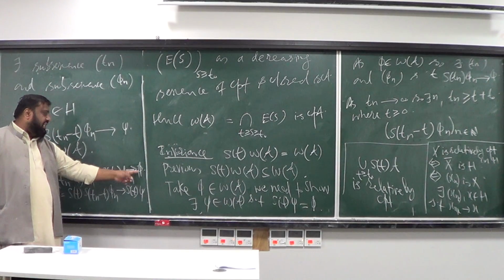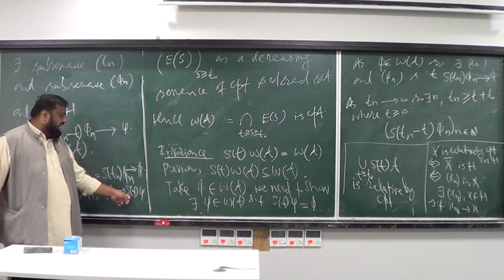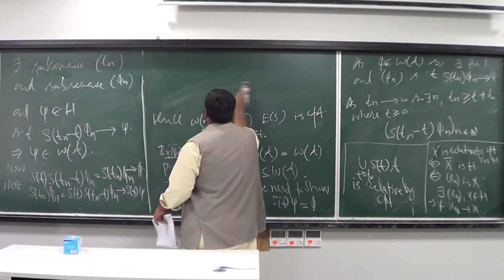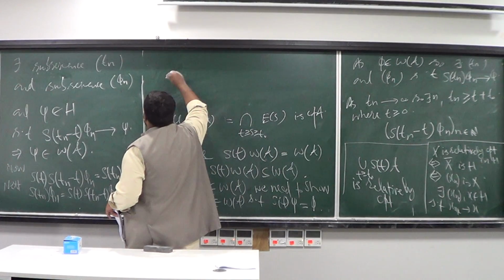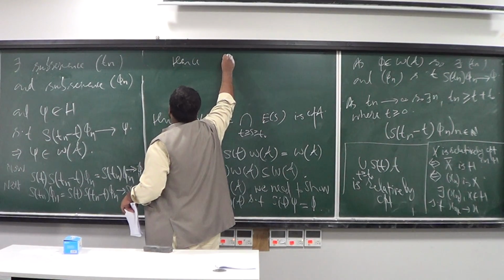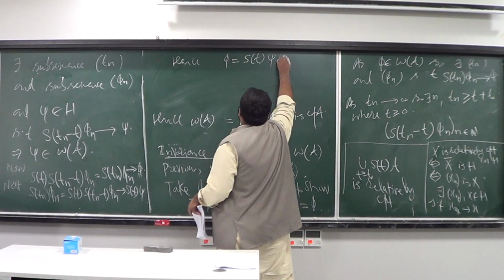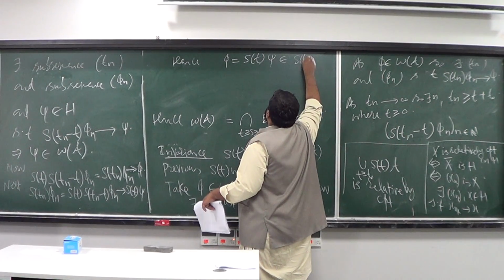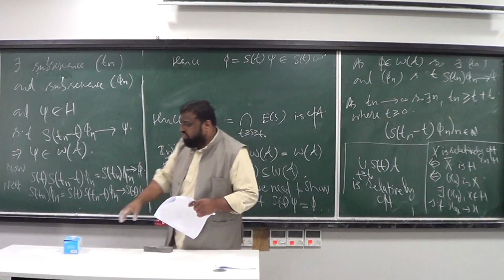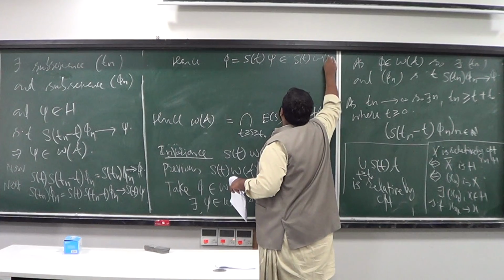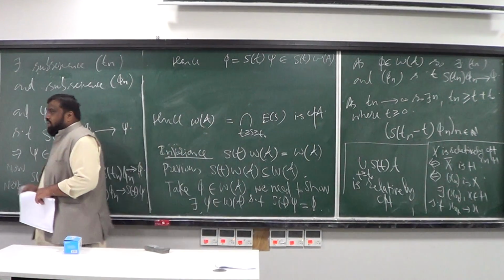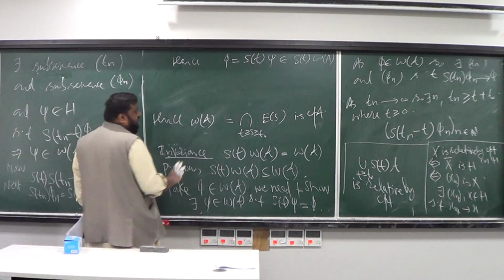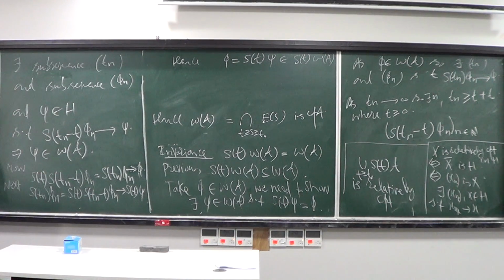So now you have the same sequence which has a limit phi, and a limit S of t psi, and you are sitting in a Banach space. So this limit must be unique, and hence phi is equal to S of t psi, which shows that it is sitting in S of t operated onto omega of A, because I know that psi is also in omega of A. Thus this shows that omega of A is invariant. So we proved the invariance property as well.